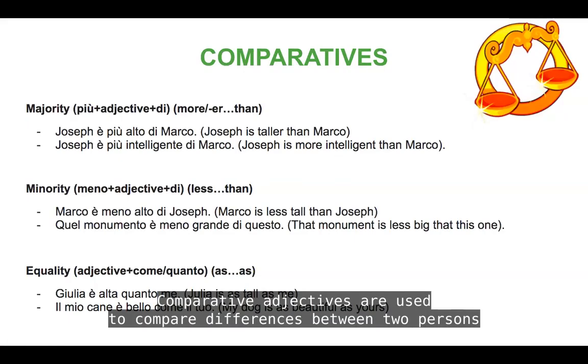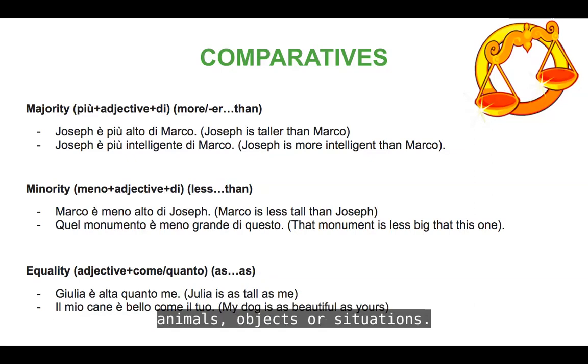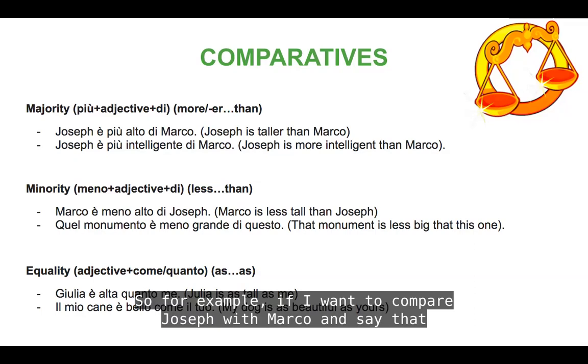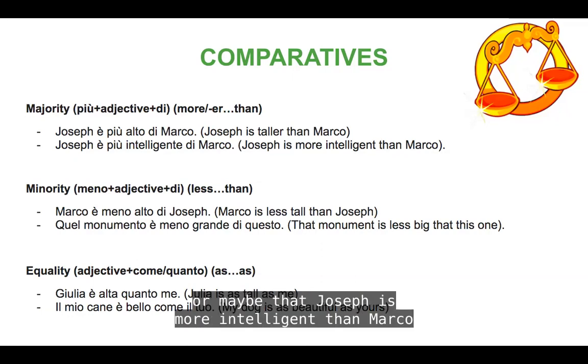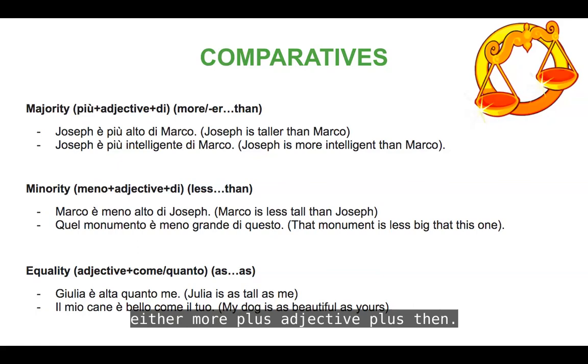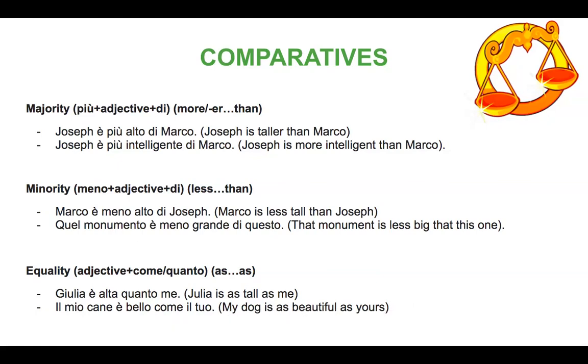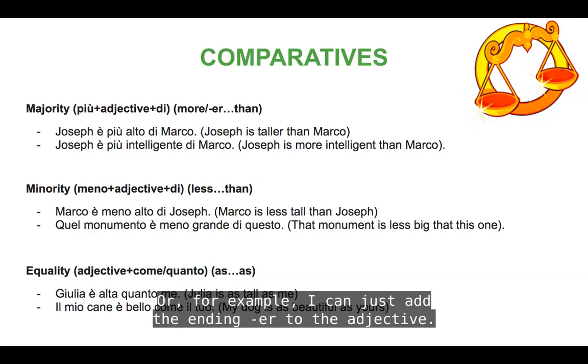Comparative adjectives are used to compare differences between two persons, animals, objects, or situations. So, for example, if I want to compare Joseph with Marco and say that Joseph is taller than Marco, or maybe that Joseph is more intelligent than Marco, we know that in English I need to use the structure either more plus adjective plus than. Or, for example, I can just add the ending -er to the adjective.